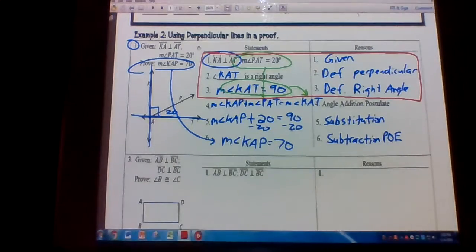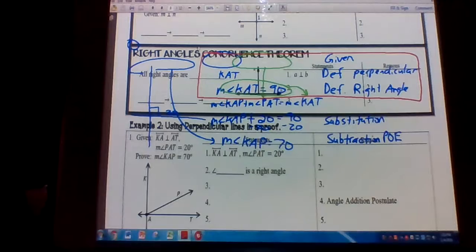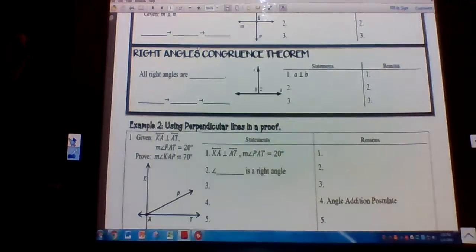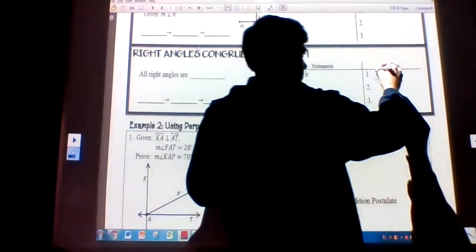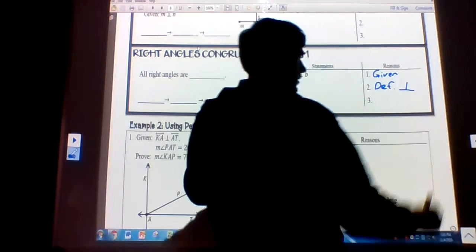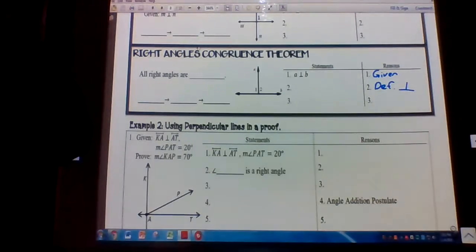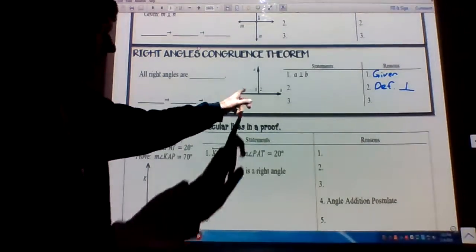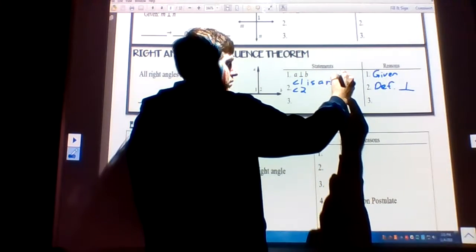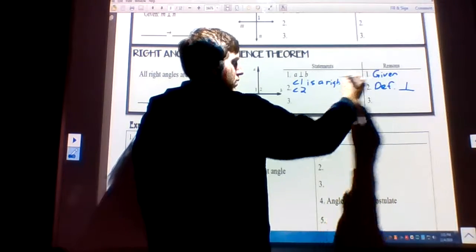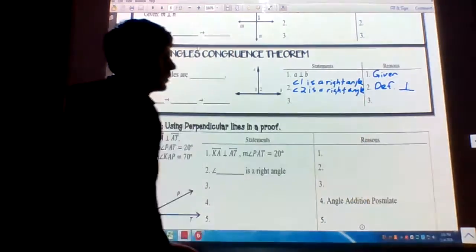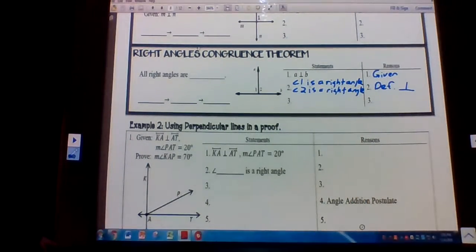Well, let's go back up and now look at our other process, which is the right angle theorem. We know that the definition of perpendicular tells us that angle 1 is a right angle and angle 2 is a right angle. So angle 1 and angle 2 are right angles. That's the definition of perpendicular.